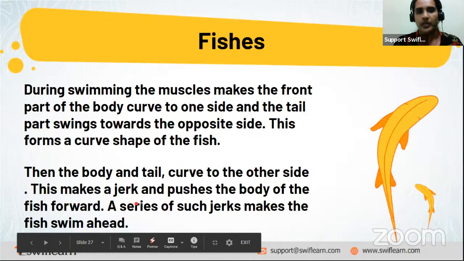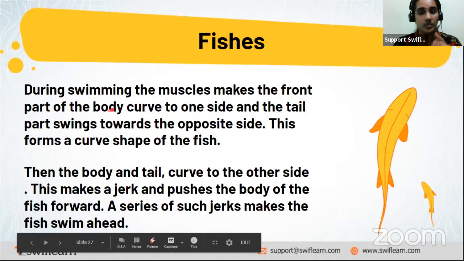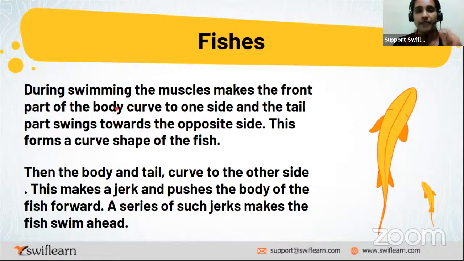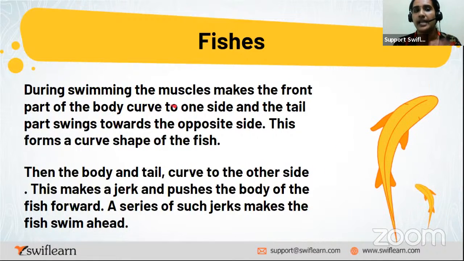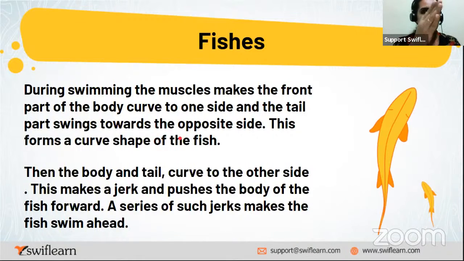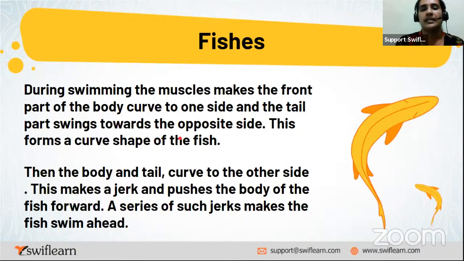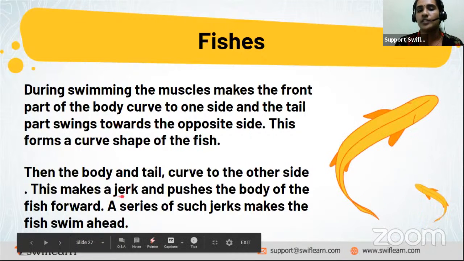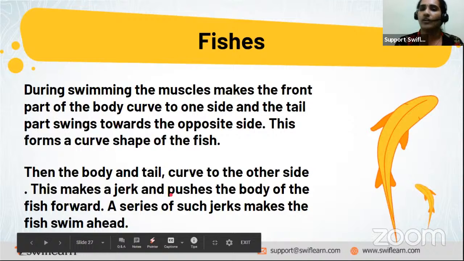Understood? So once more I'm saying, during swimming, the muscle makes the front part of the body curve to one side and the tail part swing towards the opposite side. The front part on one side, and the tail part on the opposite side. This forms a curved shape of the fish, and it causes a jerk and pushes the body of the fish forward.